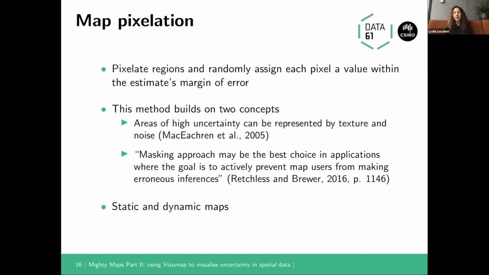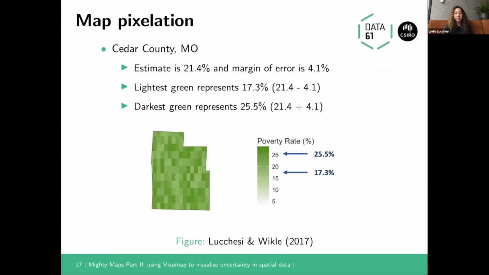And for map pixelation, we have both static and dynamic maps. Here's a breakdown of how we fill each region. The estimate for this region is 21.4% and the margin of error is 4.1%. So we create a range on the color, that green color gradient, where the upper value of the range is the upper bound of the confidence interval and the lower value is the lower bound of the confidence interval. And then we sample from that range and fill the pixels.